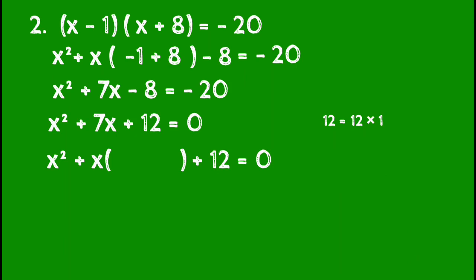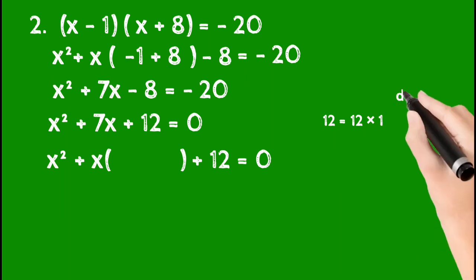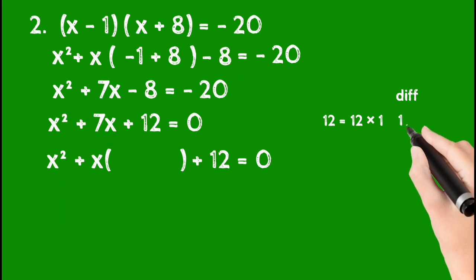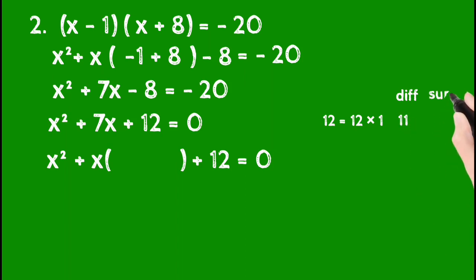12 equals 12 times 1. What will be the difference of these factors? And what will be the sum of these factors? Okay, so the difference between 12 and 1 is 11. The sum is 13. So these two factors cannot work because the sum or the difference is not 7. We need to try another set of factors. We've tried 12 and 1. We could try 6 and 2.